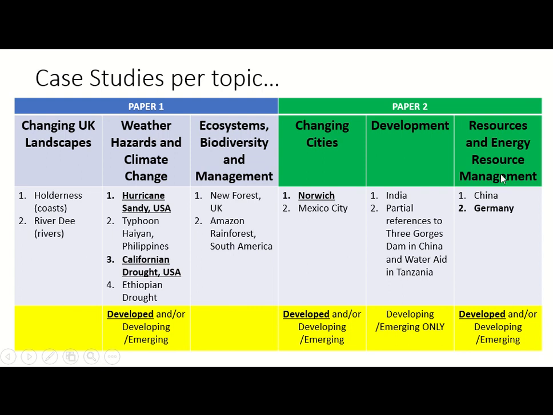And in the resources and energy resource management section, there are again quite a few little things that we refer to, things like Woking City Council and stuff like that. But the only really significant case studies that we use are to do with how two different countries manage their energy resources. So China is our developing and emerging country version of that, and Germany and Energiewende is our developed country case study for that.